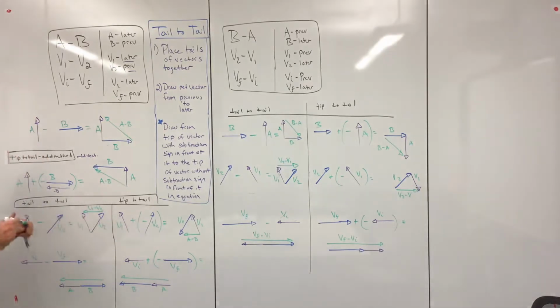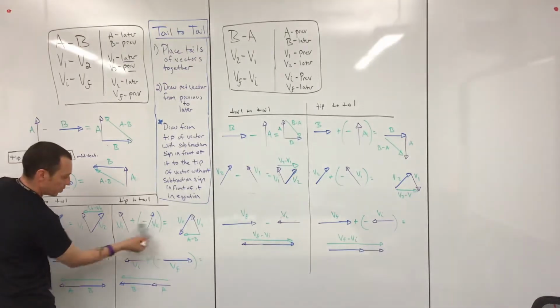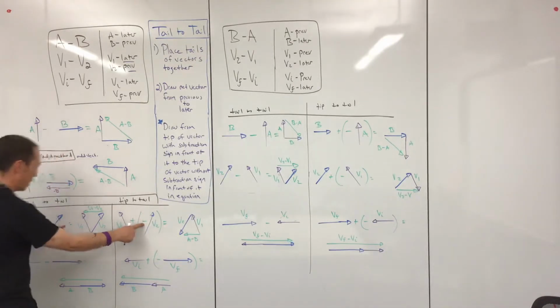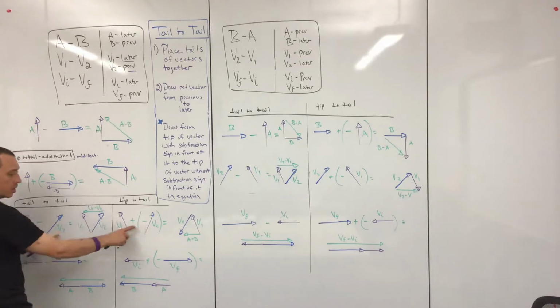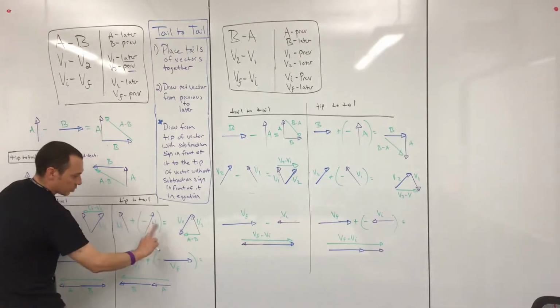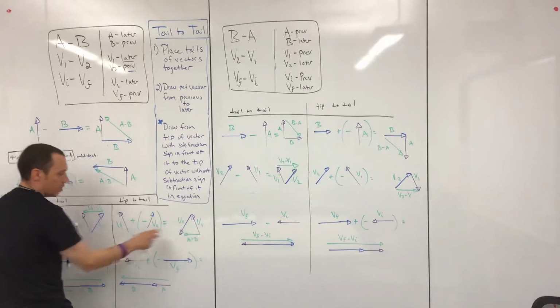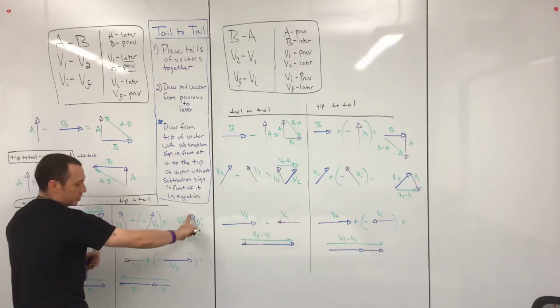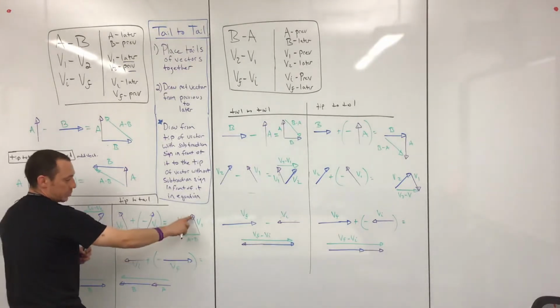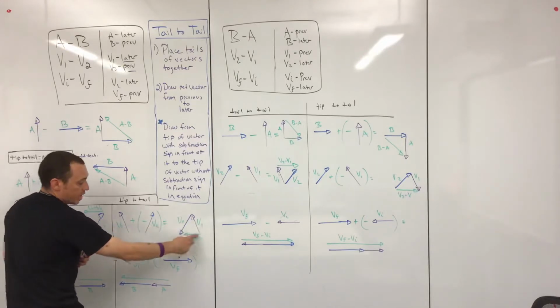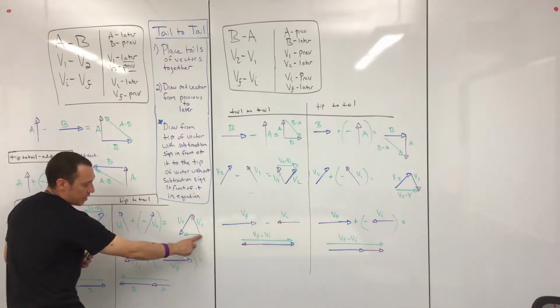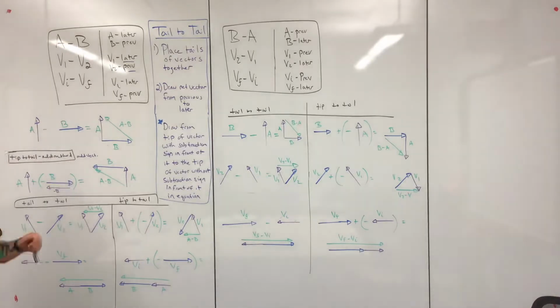Or if we want to do the tip to tail method, we got to first turn it into an addition problem where the negative sign associates with V2, right? Which means we have to flip the direction of V2 is what we do, right? First we draw V1, right? And then we flip the direction of V2 and put it at the tip, right, of V1. And then draw the net vector from the tail of V1 to the tip of V2. Again, this is the addition method we're doing here on this side. This is the tail to tail or the subtraction method we're doing on this side.